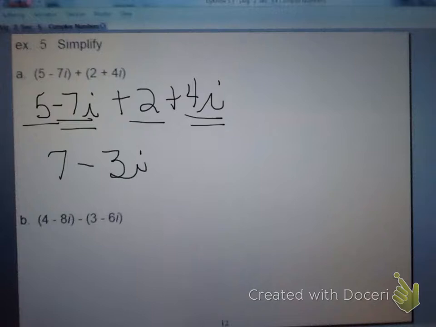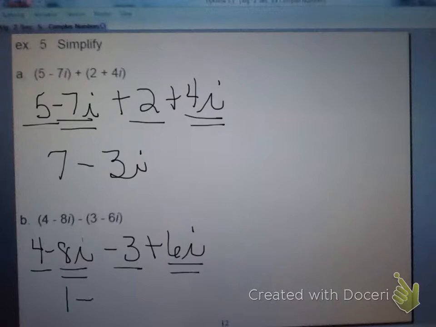Now, example B, we are subtracting. So, once again, the first parentheses we just recopy. But in the second parentheses, there's a negative, so we have to distribute the negative out. Combine like terms. 4 minus 3 is 1. Negative 8i and a positive 6i is a negative 2i.